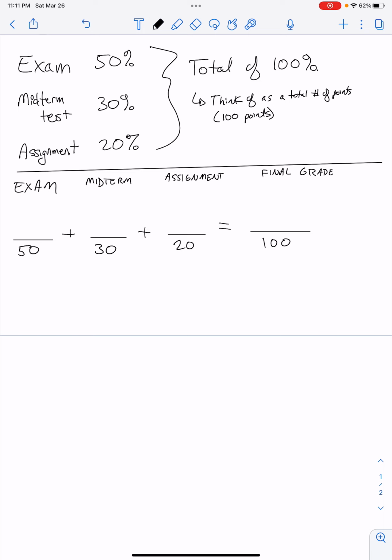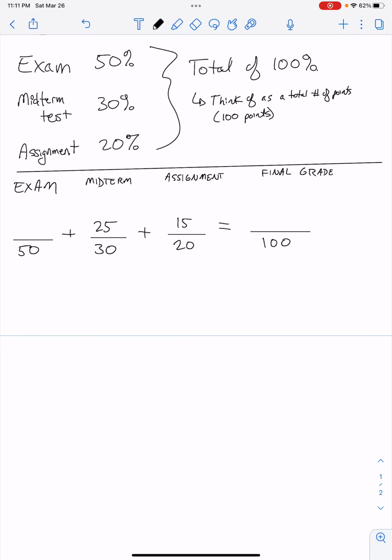Okay, so right now, let's say you're at the point in the term where you've got a couple of marks back. You say, well, on my assignment, I got 15 out of 20, so that's 75%. Or on the midterm, I did pretty good on that. I got 25 out of 30. Okay. Well, what does that mean for my position in the course?